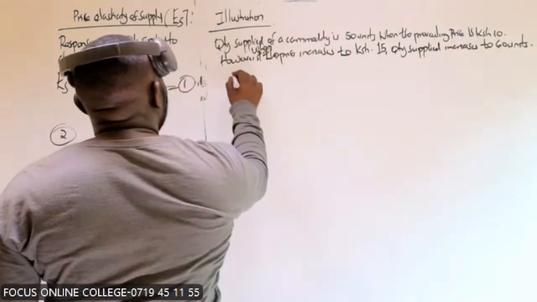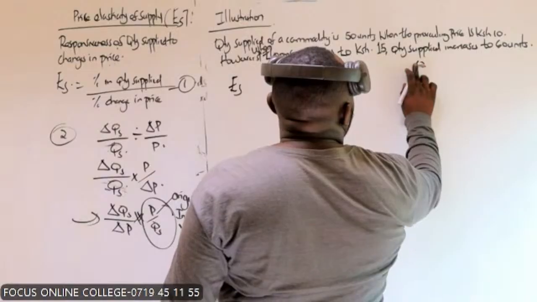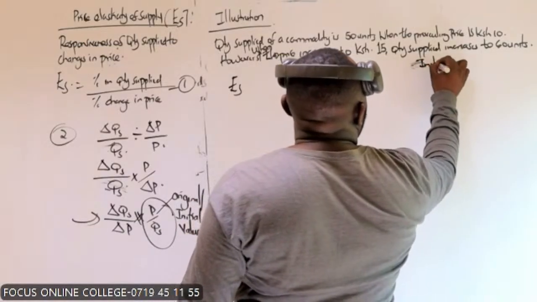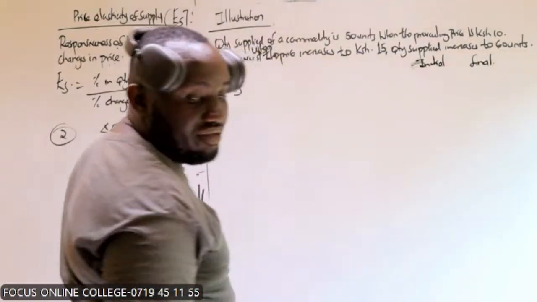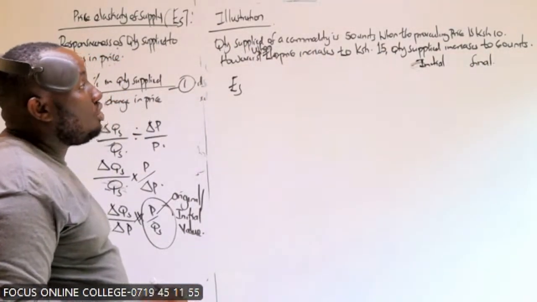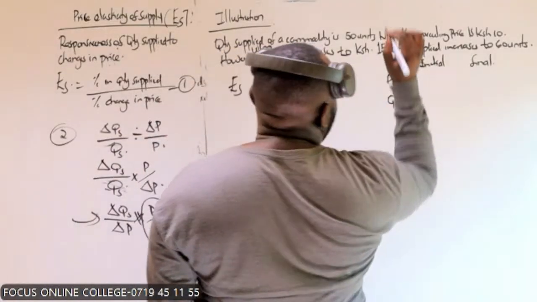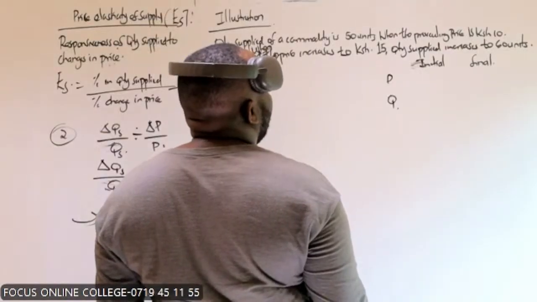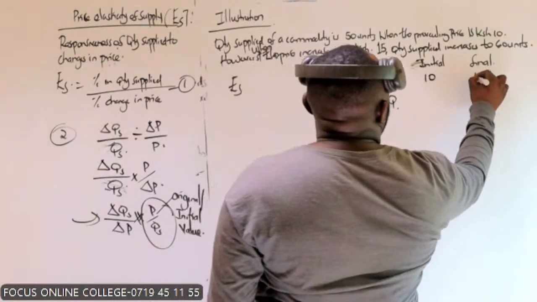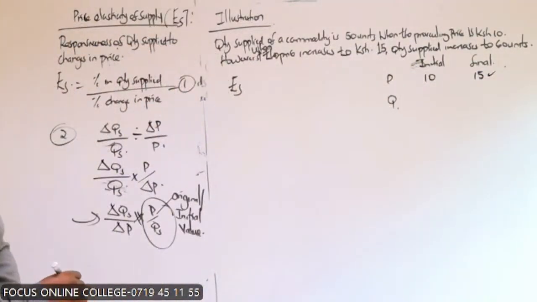So I can have the first formula, ES. But before you do this question, let's create a column. On that column we have initial, and then we have final. So I have the price, initial 10, and the final is 15.